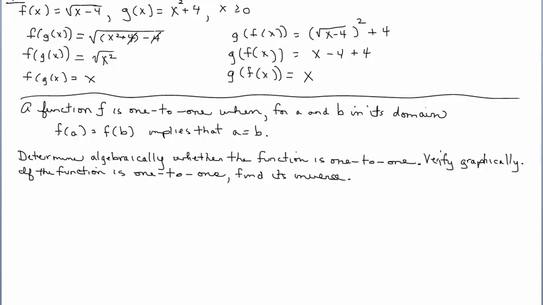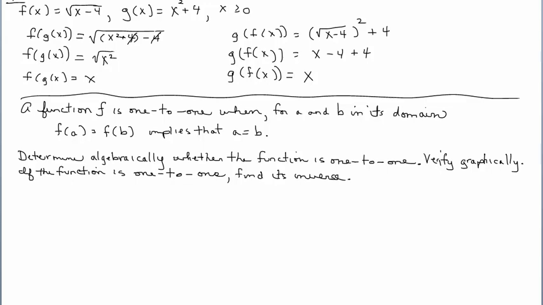That's a lot of letters. It's just saying that you have two input values, a and b, two x's, and if those two x's give two answers, then those two answers have to mean that the two x's are the same. It's still kind of abstract, but we'll look at some examples and we'll be okay.